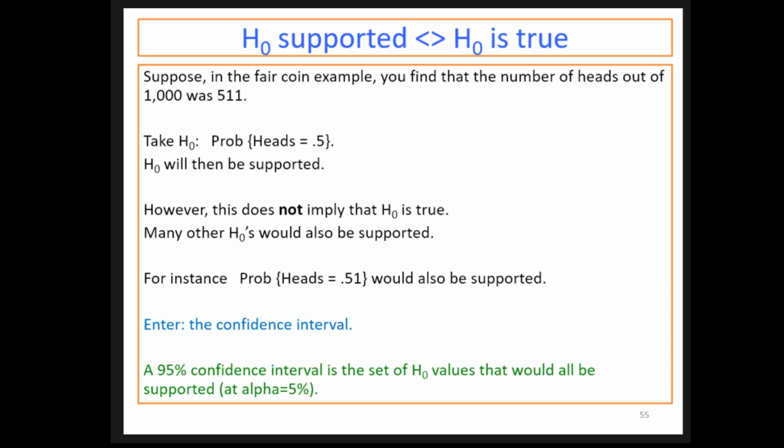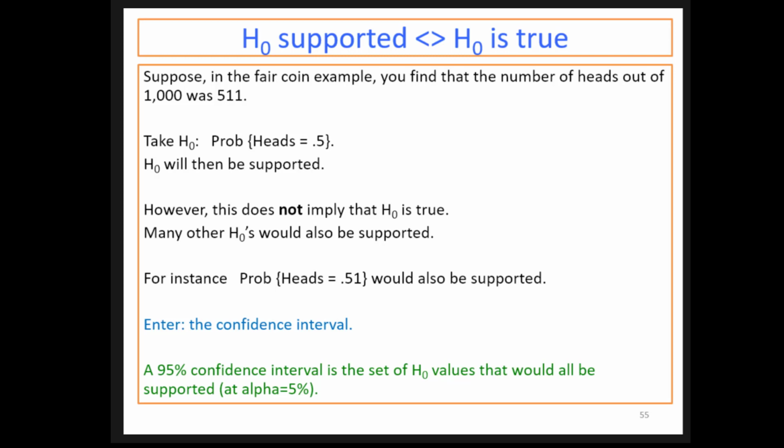So then H0 will be supported, and you might be tempted to say that means H0 must be true, the coin is fair. But this is typically not the case. You cannot have that, because there are many other H0s that would also have been supported. For instance, the probability of heads is 0.51, so slightly more than half. That by and of itself would also have worked. You would have created the same kind of shape there, and then still, the 511 would be decent. So H0, heads equal to 0.51, would also have worked.